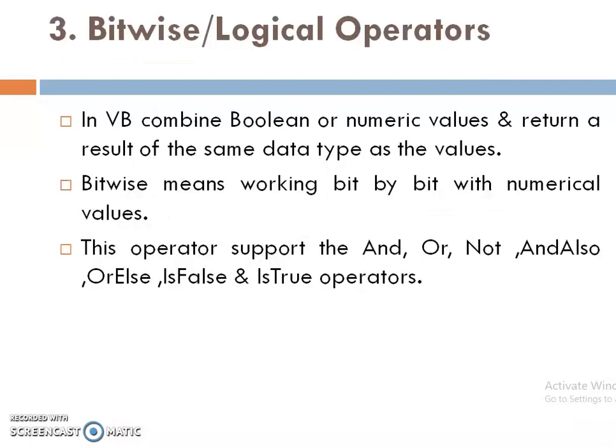Now third is bitwise or logical operator. In VB, these combine boolean or numerical values and return a result of the same data type as the value. Bitwise means working bit by bit with numerical values. This operator supports And, Or, Not, AndAlso, OrElse, IsFalse and IsTrue operators.